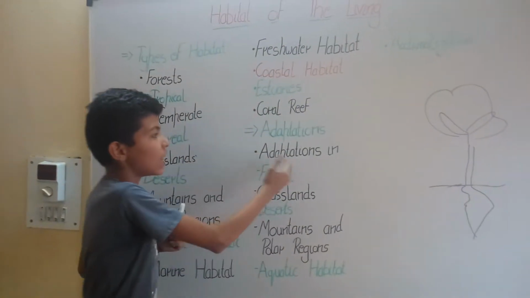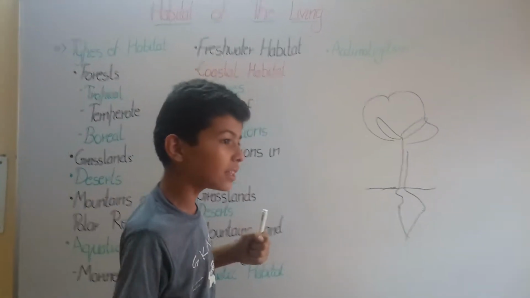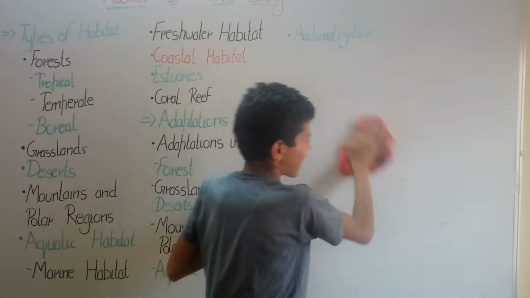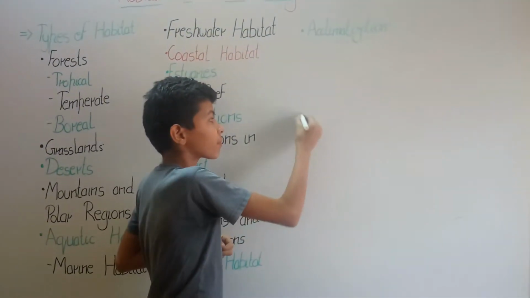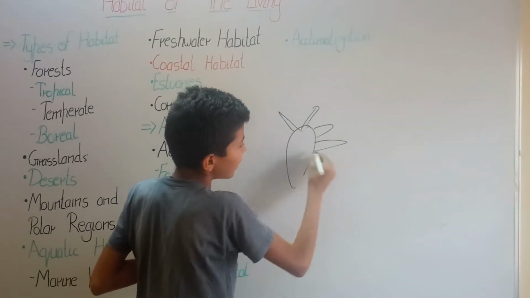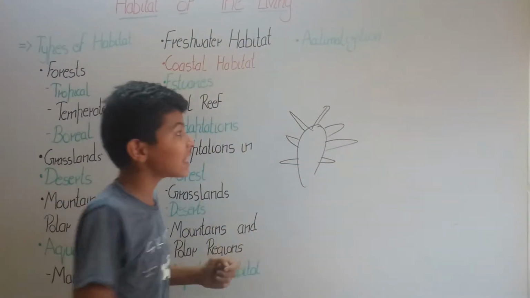Then we have adaptation in deserts. What is an adaptation in deserts? In plants, the plant found is the cactus. They have these conical needles. What are these? These are the spines.